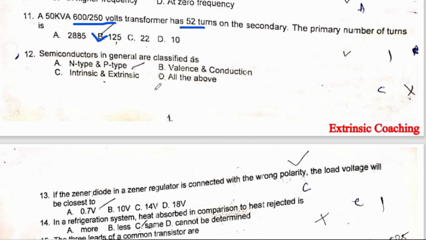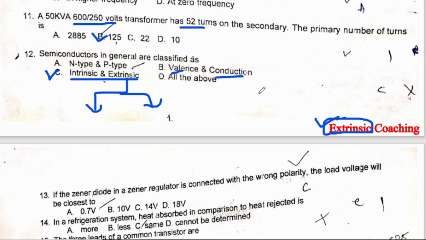Semiconductors in general are classified as... most of the above will be the answer here. Semiconductors in general are classified as intrinsic semiconductors and extrinsic semiconductors. Like the name of my YouTube channel, the name of my coaching, Extrinsic Coaching. That is a type of semiconductor. One student suggested this name to me and I took this name in 2016. Then the extrinsic semiconductor has two types, that is N type and P type. Valence band and conduction band, these are the bands in the semiconductor.